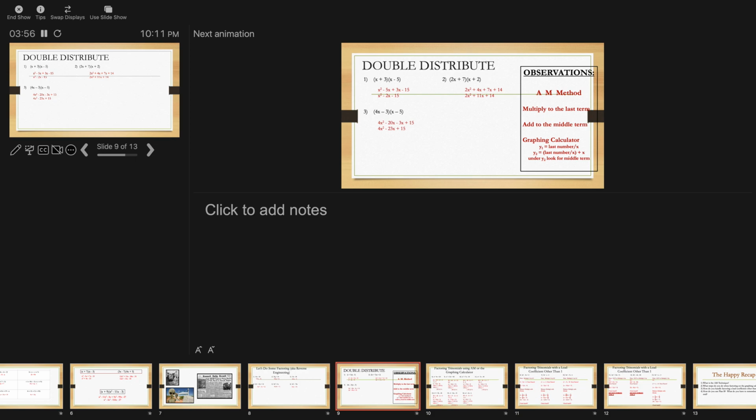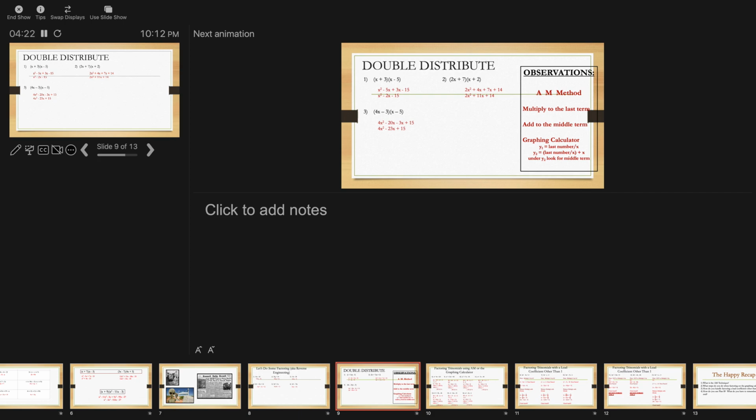However, notice this next one, number 2, and then also number 3. Number 2, 7 times 2 is 14, but 7 plus 2 is not 11. And in number 3, negative 3 times negative 5 is 15, but negative 3 plus negative 5 is not negative 23. So what I taught you last week about AM only applies when the lead coefficient is 1.